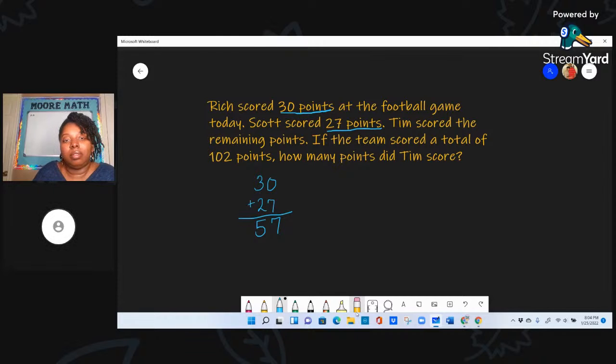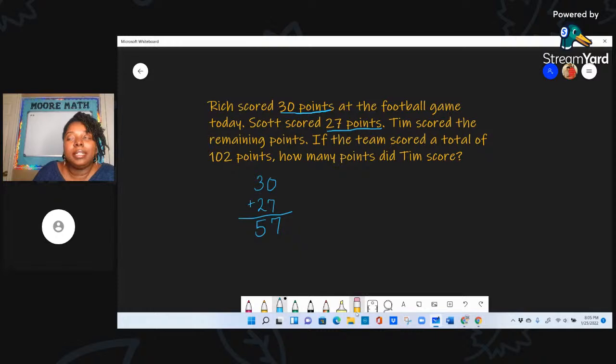How many points? How many? Maybe. Sometimes how many, though, can go for anything. It could go for addition, subtraction, multiplication, or division. But what was the key word? Look for a sentence that has a keyword to let you know, oh, this definitely means I'm going to subtract. How many points did Tim score?